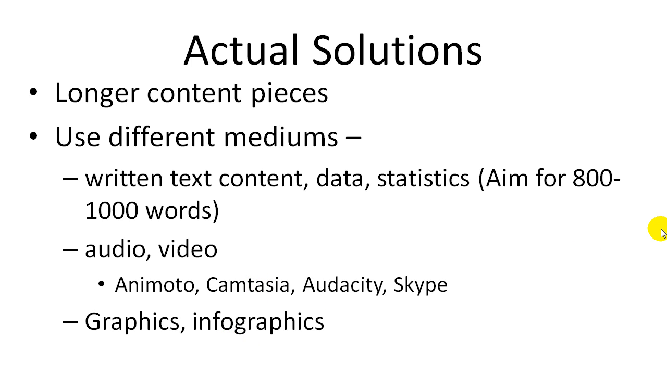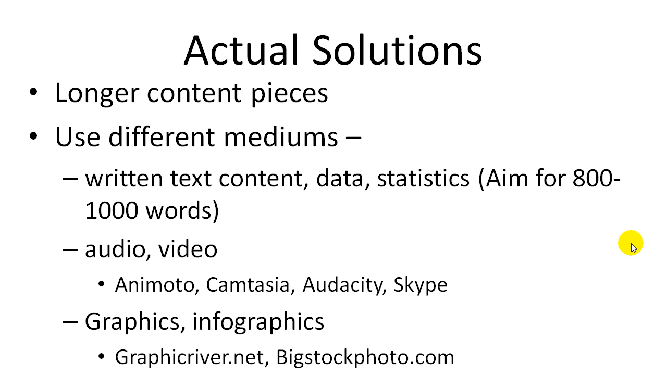Then we have graphics and infographics. When you're looking through content, you've got audio and video, but you need to have graphics all over the content. You don't want to have it all bunched in one spot. You want to spread it out so people feel the need to go through your whole article. You've got examples and infographics, and you can get this stuff from graphicriver.net, which is one of my favorite sites, where you can get a lot of cheap but really good looking graphics. Bigstockphoto.com is another great site where you can get royalty free images.